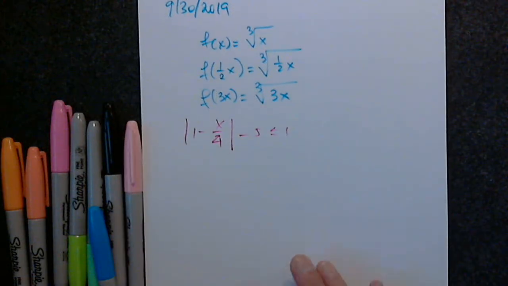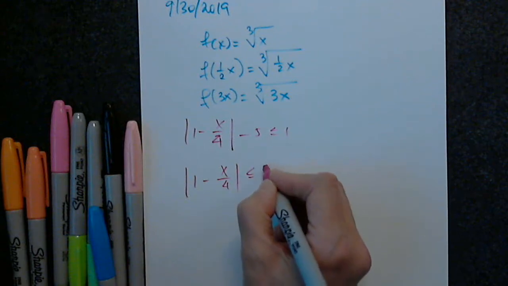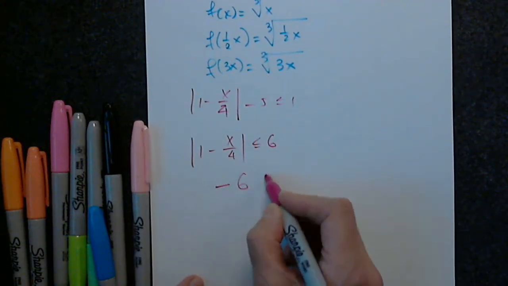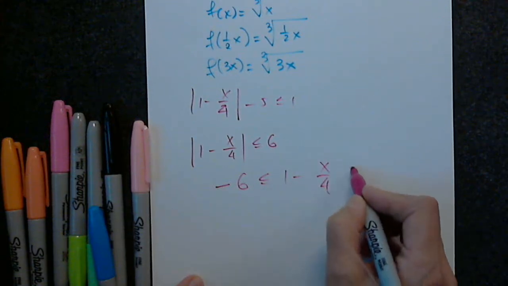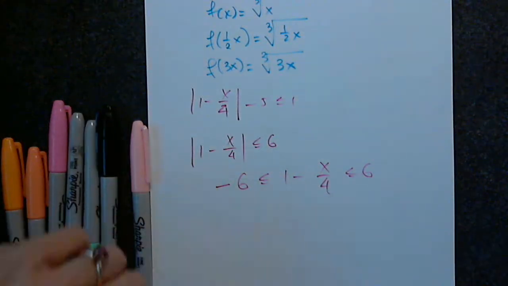So first of all, we have to add 5 to both sides. So this is 1 minus x over 4 less than or equal to 6. And since this is less than or equal to, we have this. Anything else you try at this point cannot be accepted, because if you remember, we said the absolute value is not the grouping symbol. You cannot distribute. You cannot take anything out. This is carved in stone.